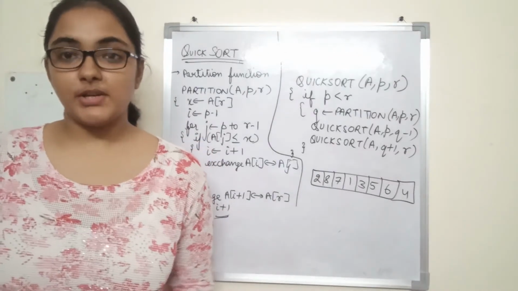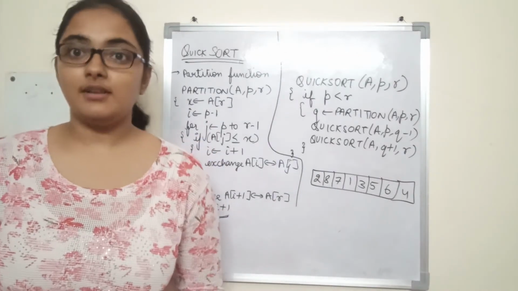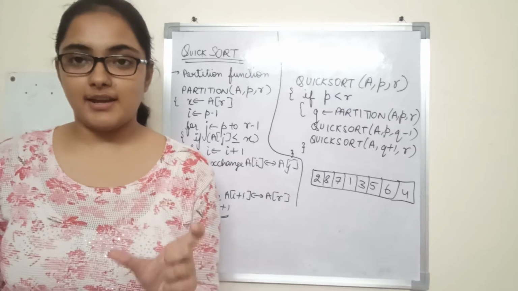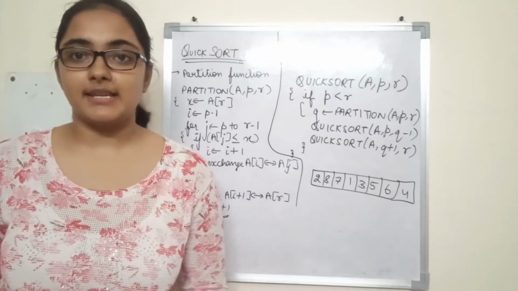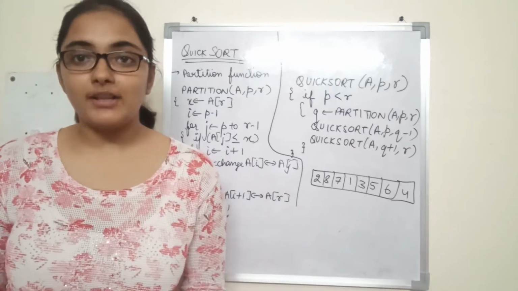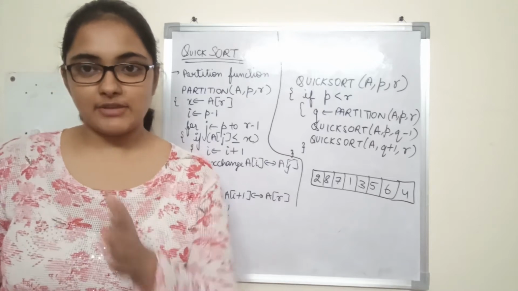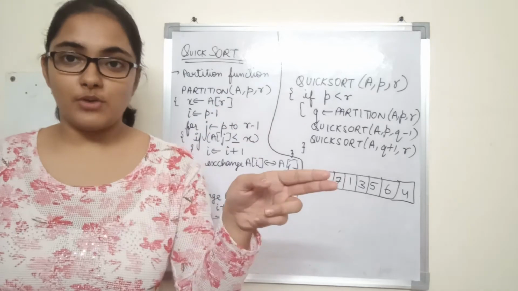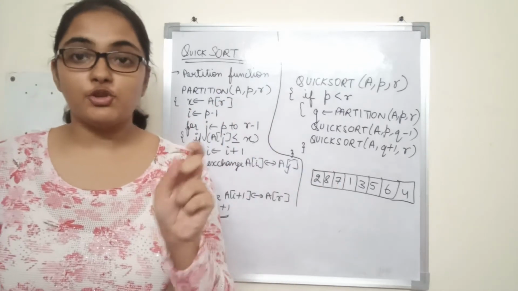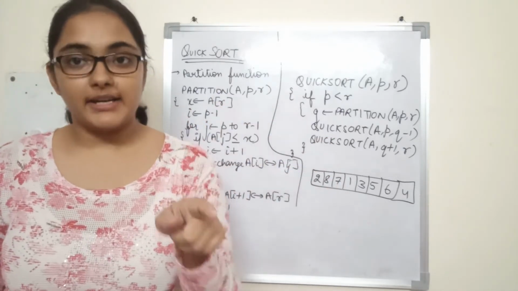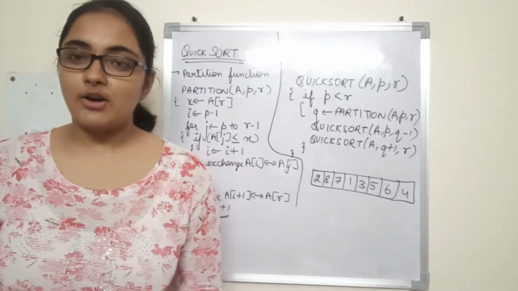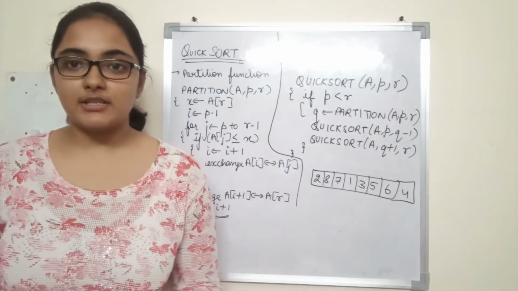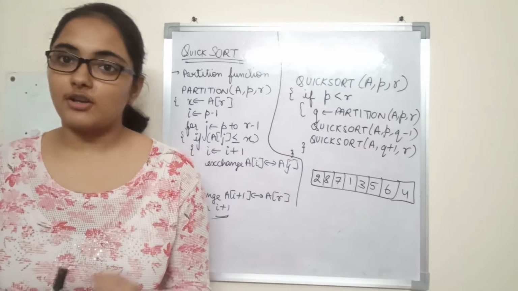In the previous video, we talked about the partition procedure, how it partitions the array into two sub-arrays and returns an index q such that all the elements from p to q minus 1 are less than A[q], and all the elements from q plus 1 to r are greater than A[q], right? So now let us see how quicksort makes use of the partition function to sort the array, right?